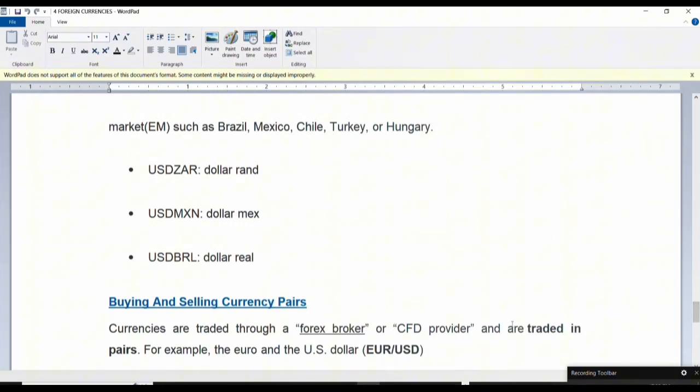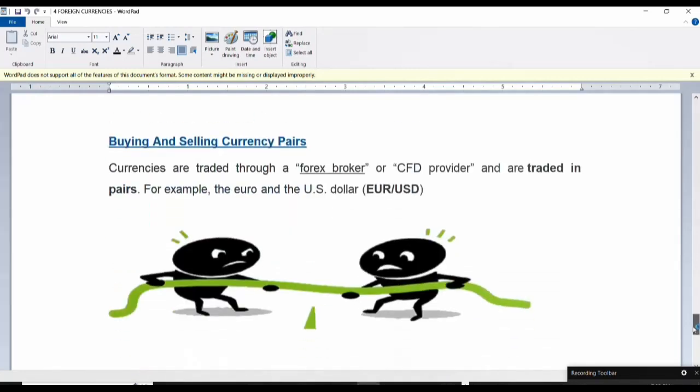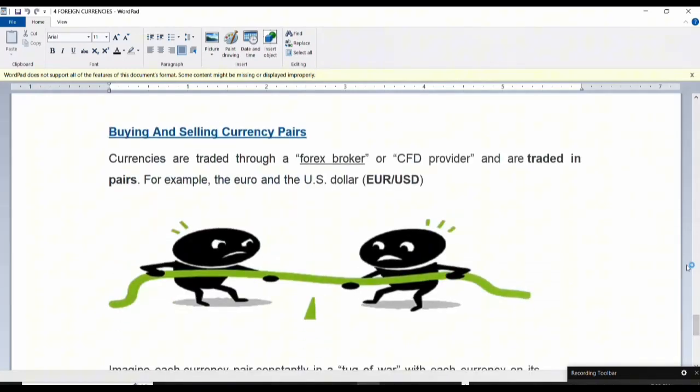Now let's look at what happens when we buy and sell. We can only buy and sell a currency pair, and we do that through forex brokers. We are going to talk about brokers in details, or CFDs, contract for differences. We'll talk about them. Now, what happens?